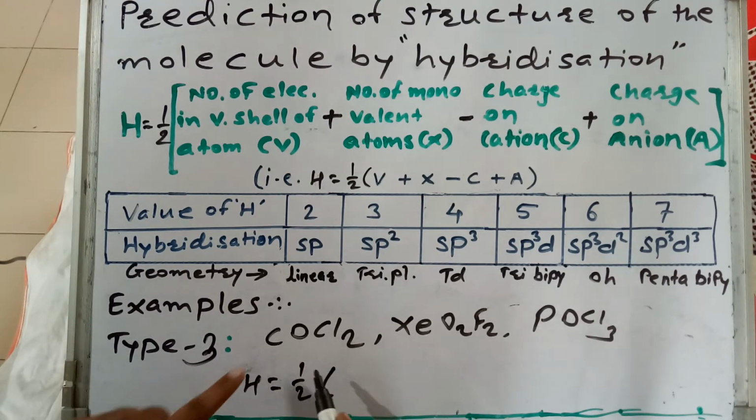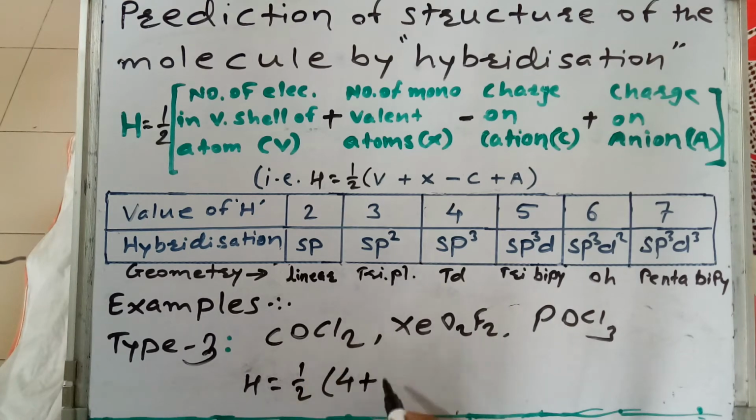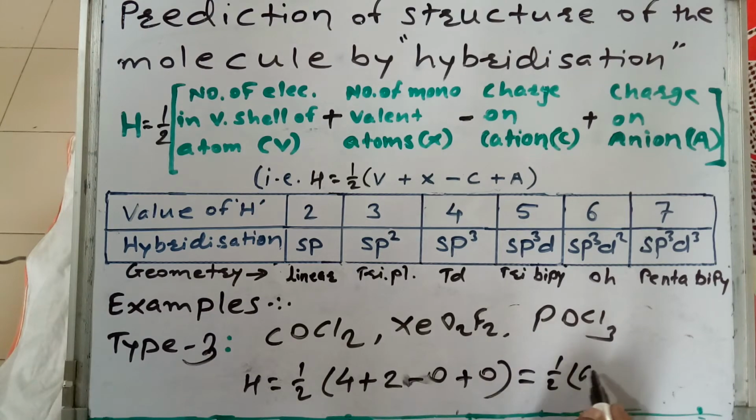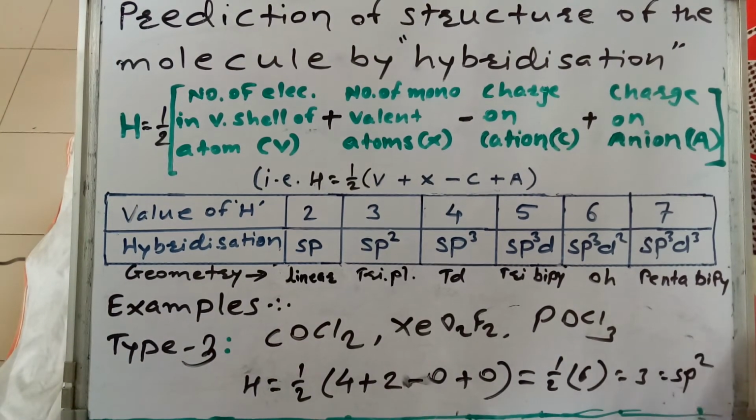So the central atom C, we'll write here H is equal to half. The central atom is carbon and its valence electron is 4. The number of monovalent atoms is here chlorine 2, so 2 monovalent atoms. Cations are not there, so minus 0, anions also not there, so plus 0. So this comes half of 4 plus 2, 6, so it comes 3. So the hybridization is sp2, the hybridization of this molecule.